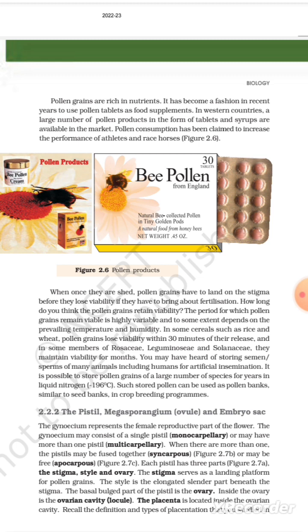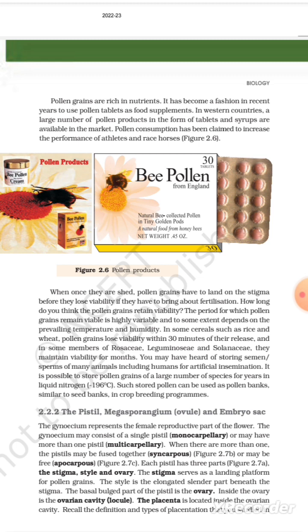Once they are shed, pollen grains have to land on the stigma before they lose viability. If they have to bring about fertilization, how long do you think the pollen grains retain viability? The period for which pollen grains remain viable is highly variable and to some extent depends on the prevailing temperature and humidity. In some cereals such as rice and wheat, pollen grains lose viability within 30 minutes of their release, and in some members of Rosaceae, Leguminosae and Solanaceae, they maintain viability for months.